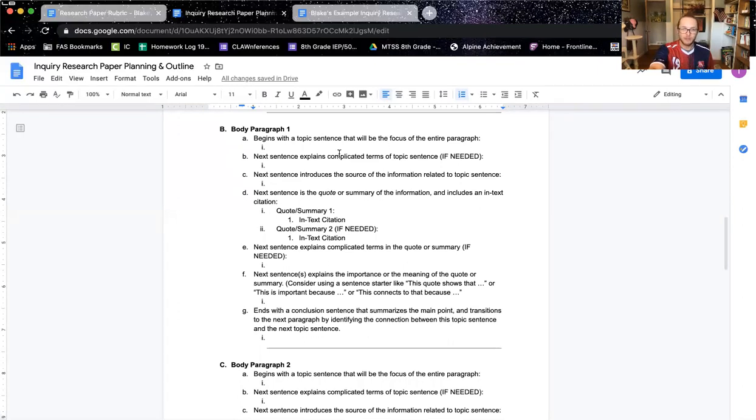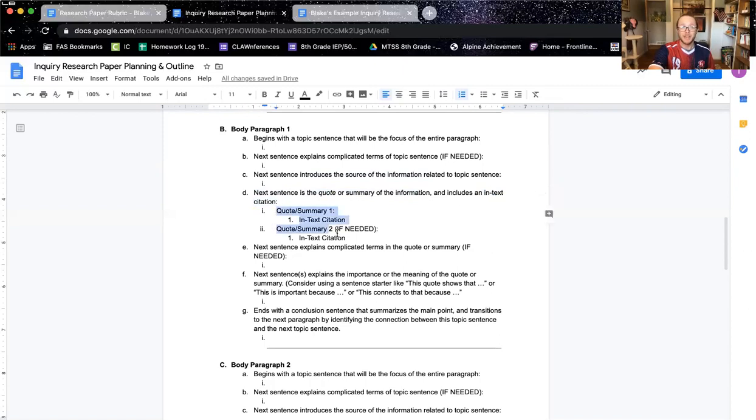It has everything you need for each body paragraph, including a topic sentence. The next sentence should explain any complicated terms if you need. The following sentence will introduce the source of the information. Is it from an article? Is this source of information from an organization's website? Did you find this information in a book? Is it from an interview on a TV show? Is it from Instagram? Tell me where you got your information from. The following sentence is the exact quote or summary and the in-text citation.